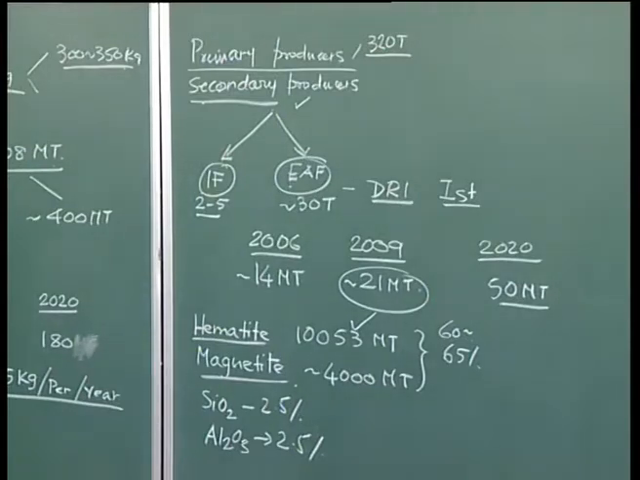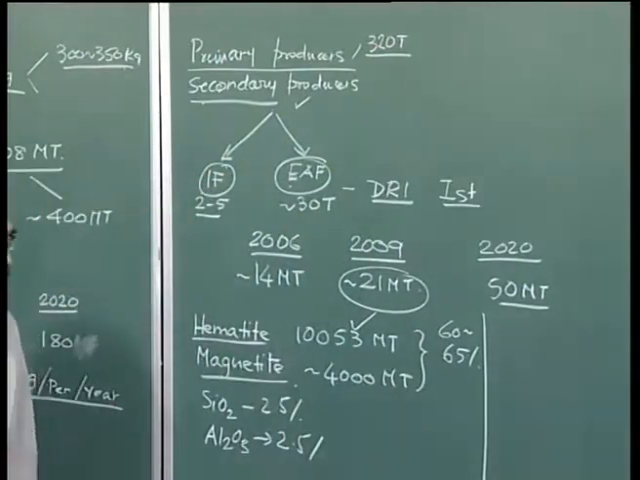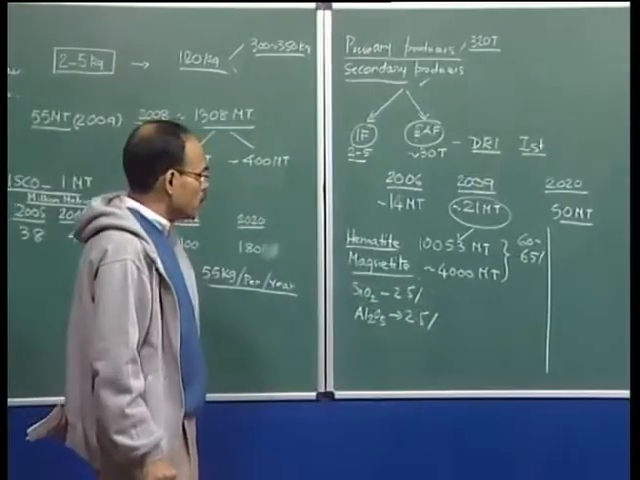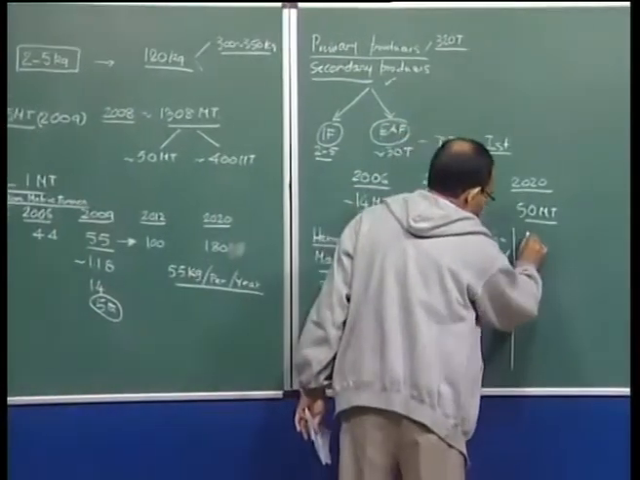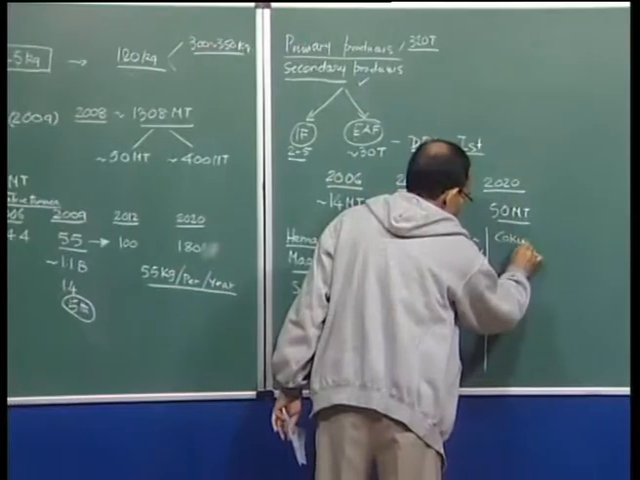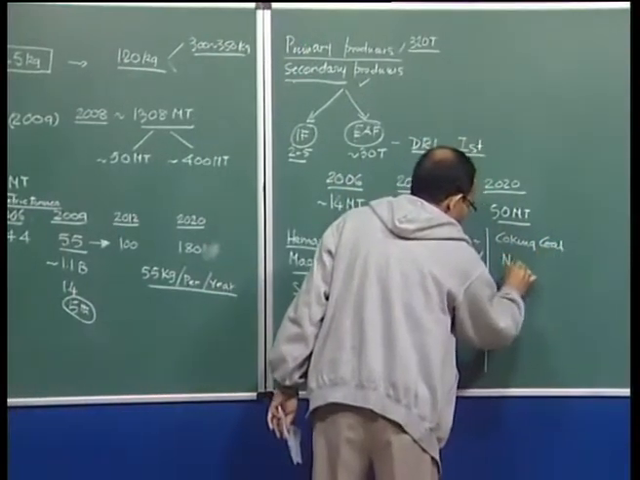What about coal or coke? The reserve of coke and coal runs in billions of tons. Now, roughly we have coking coal and non-coking coal.